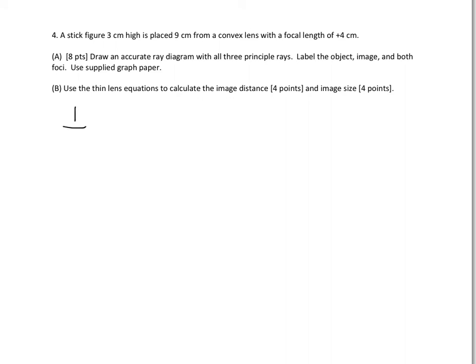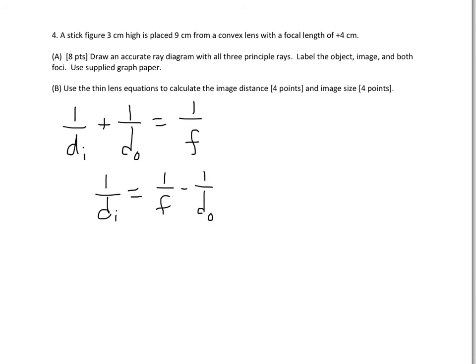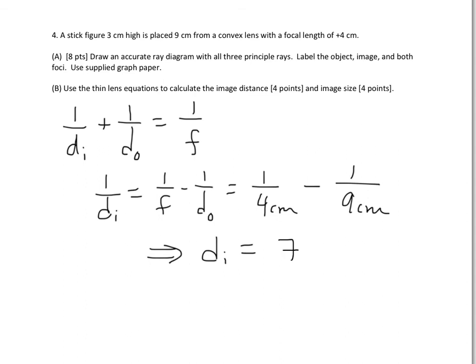says that 1 over the image distance plus 1 over the object distance is 1 over the focal length. Now we're trying to determine the image distance, so we can solve for 1 over di is equal to 1 over f minus 1 over do. The focal length is 1 over 4 centimeters minus 1 over the object distance. The object distance is 9 centimeters. This leads to an image distance of 7.2 centimeters.